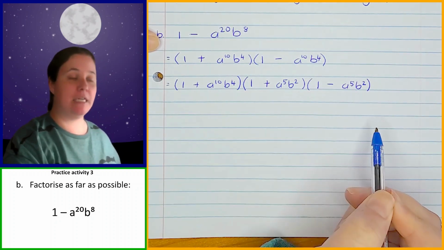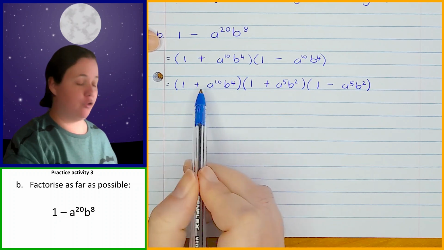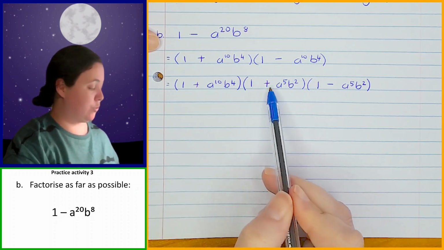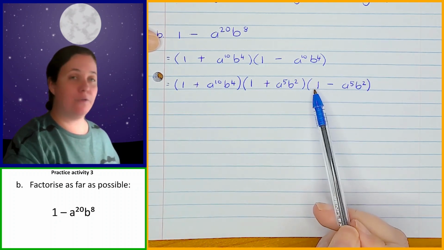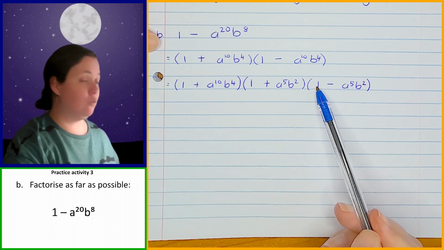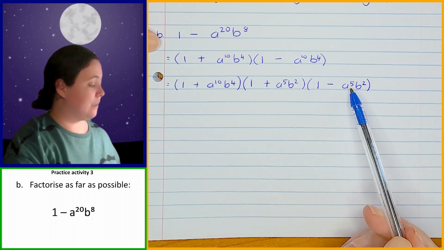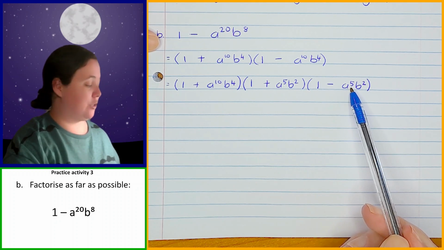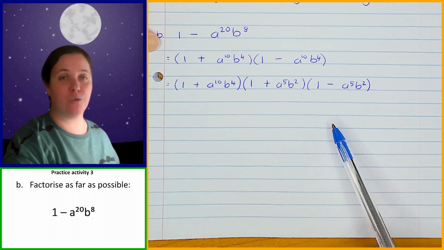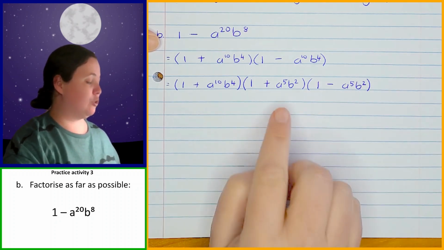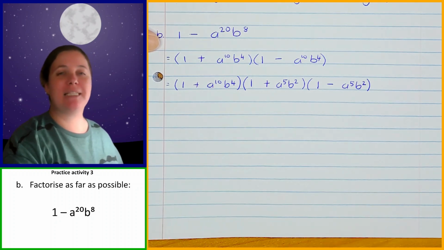Now I can't factorize any further. This I already couldn't because it was a plus, and this also is a plus. Then this one over here I can't factorize further because even though it's 1, which is a perfect square, and minus, over here that's an odd exponent. So that means that I can't do difference of 2 squares again. Okay, and that's what you should have got for that question. And that is how we factorize algebraic expressions with difference of 2 squares.